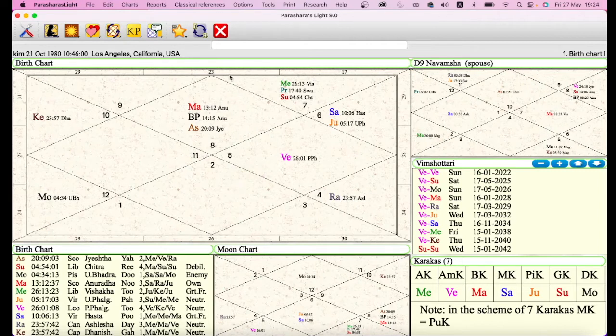So first house is the body, first house is personality, it's the whole life. So how is Kim Kardashian famous? She's famous because of her body. She's famous with her appearance, and first house is appearance, of course, body. BHRIGU BINDU point is in Anuradha nakshatra, which is the wealthy one.